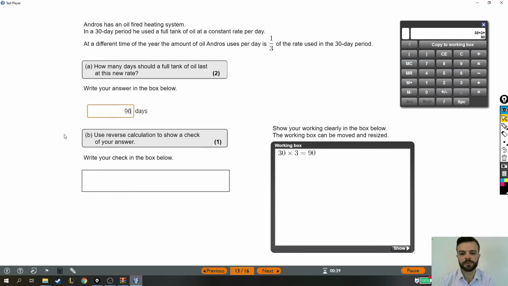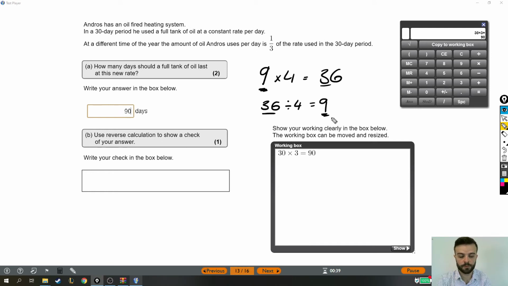All right, let's talk about part B. Use reverse calculation to show a check of your answer. So this time it is telling us which type of check it wants us to do. It's a reverse calculation. And as a reminder, if we had originally done something like 9 times 4 equals 36, then the reverse calculation starts with the answer. And instead of timesing by 4, we would divide by 4. And 36 divided by 4 is 9, which proves that our original answer was correct.